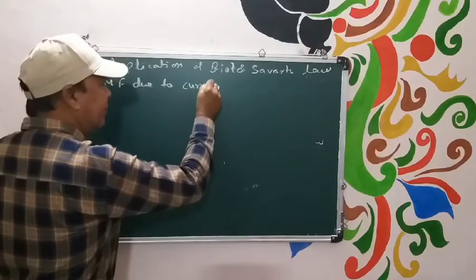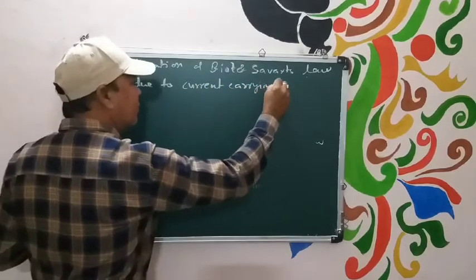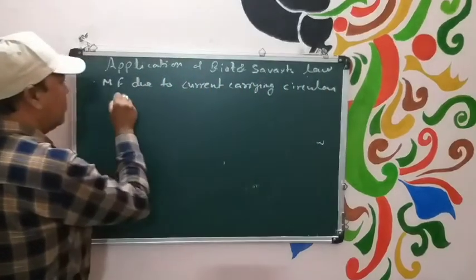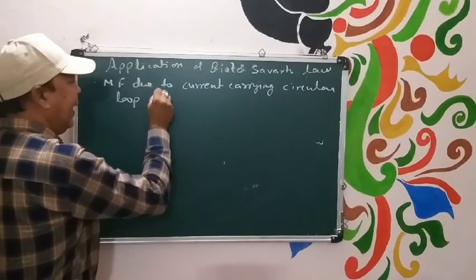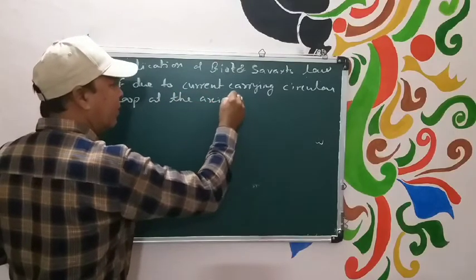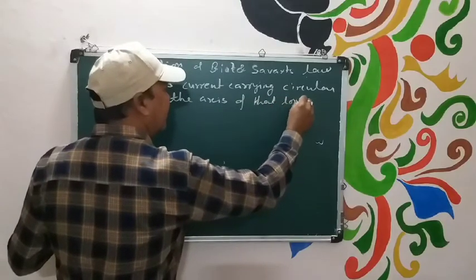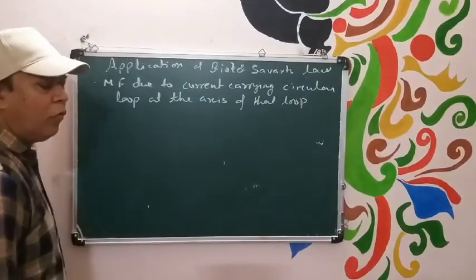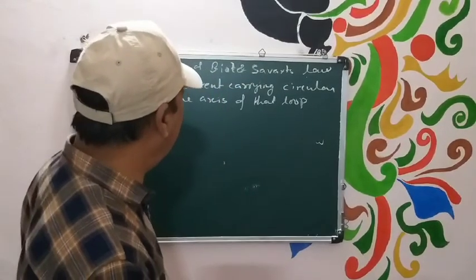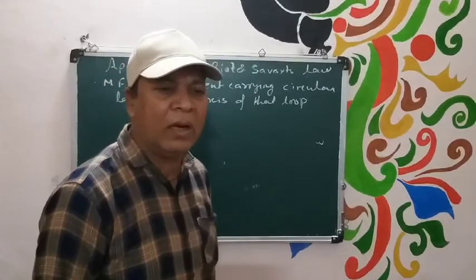current carrying circular loop at the axis of that loop. Now, what is our aim? We are finding the magnetic field at the axis of a current carrying circular loop.